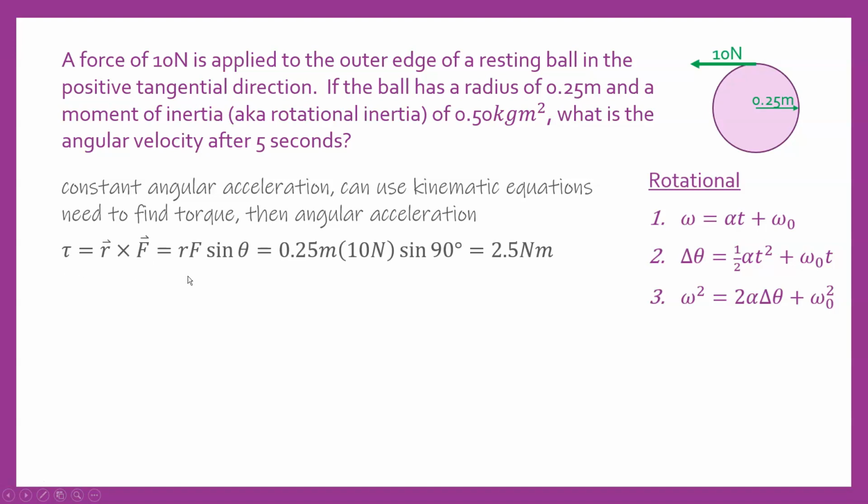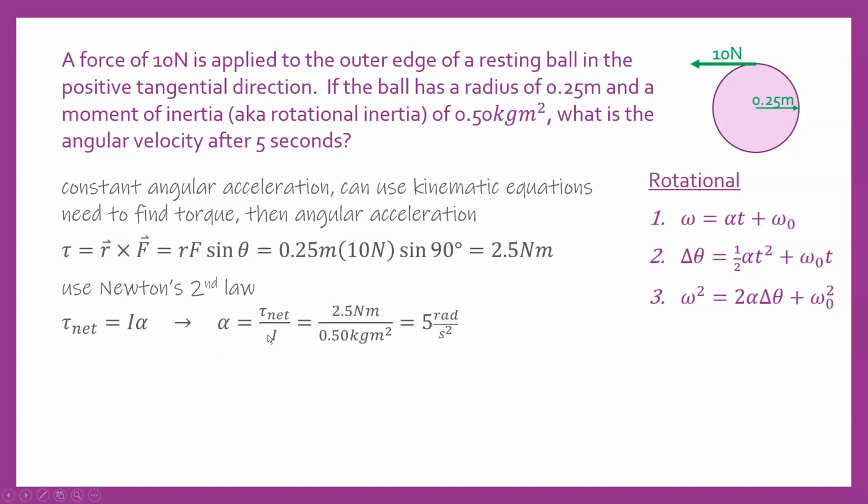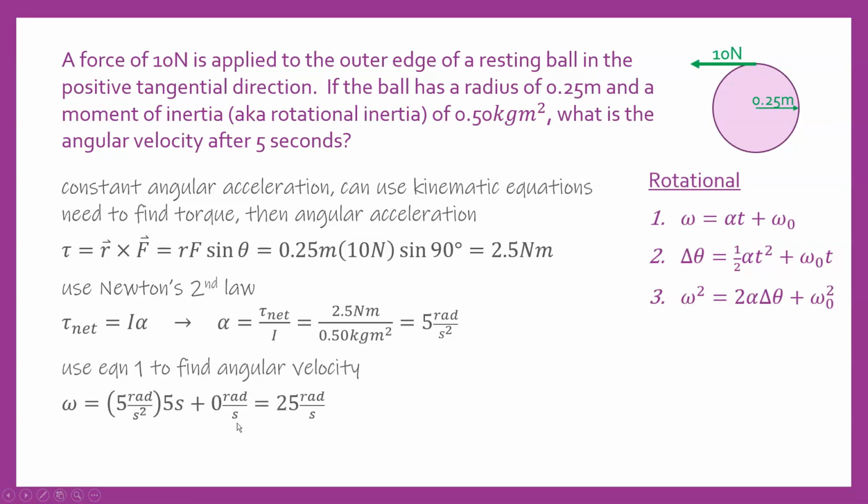So we go ahead and use our torque equation, plug in our values, and we find out that there's a torque of 2.5 newton meters applied to the ball. We can use Newton's second law to find the angular acceleration. We rearrange the second law and find the acceleration is 5 radians per second squared. Now we can go ahead and use one of our kinematic equations, and we're going to use the first equation, and the angular velocity winds up being 25 radians per second after 5 seconds.